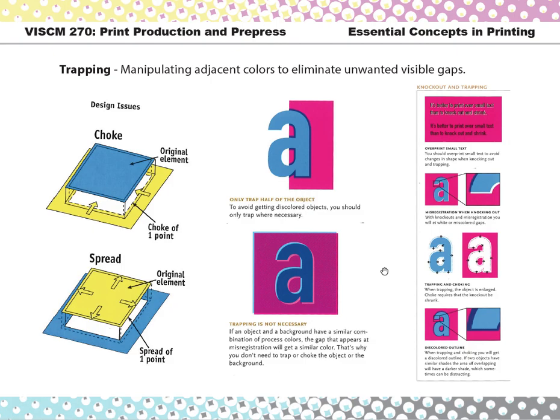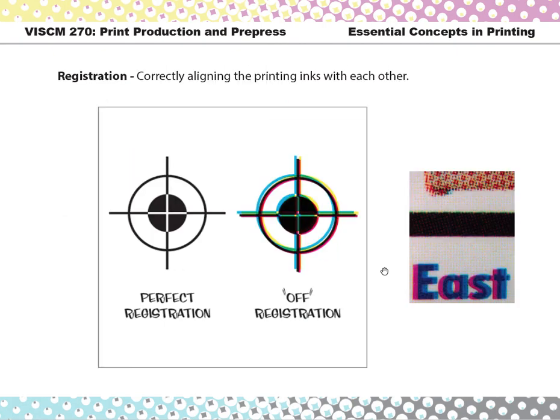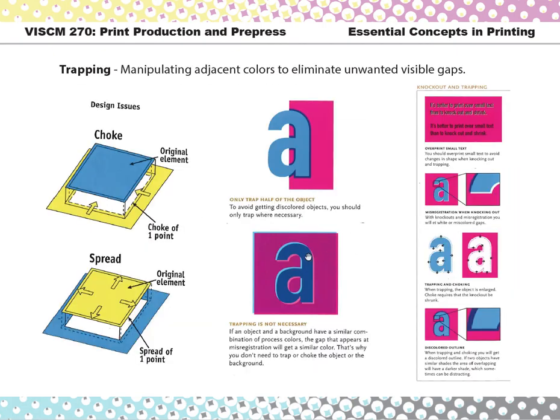Trapping is also associated with knockout and overprint. So when you do have objects knocking out, you do need them to trap. So trapping is where the object knocks out the objects beneath it, but then those two colors touch side by side. And so if there is a misregistration like this, then there will be little gaps around the letters, like what's shown in the lower A there.